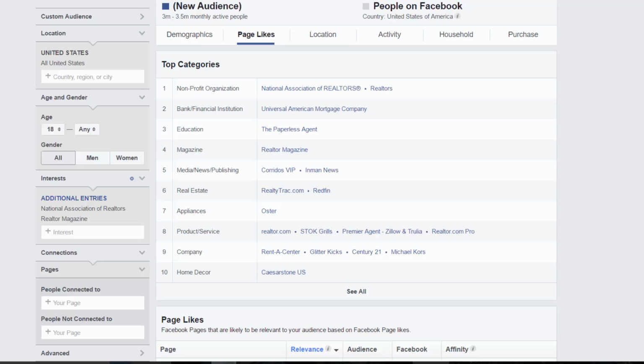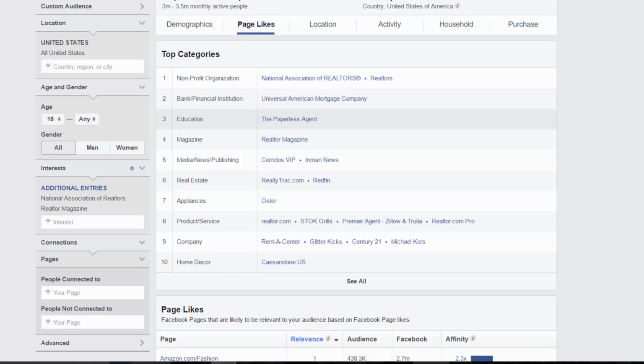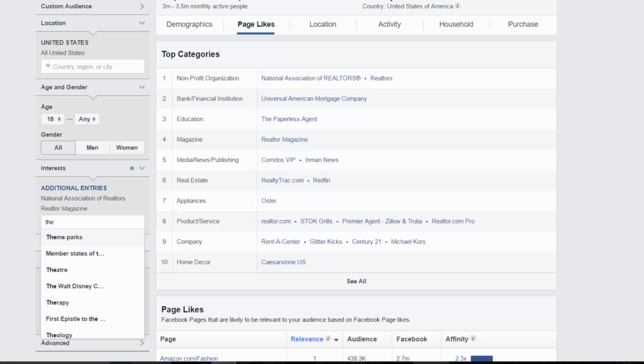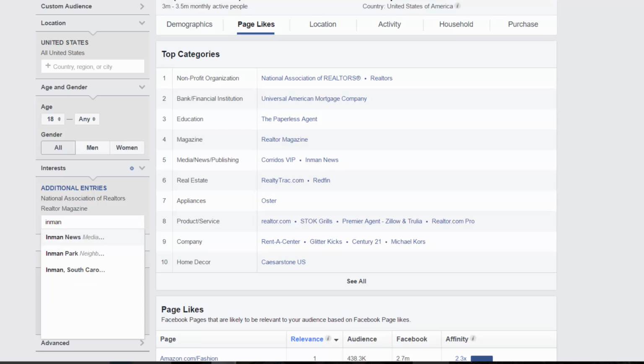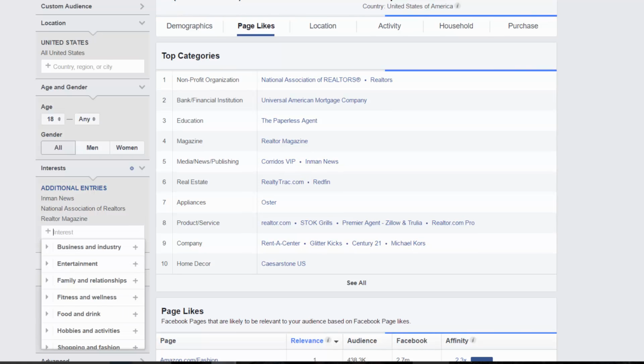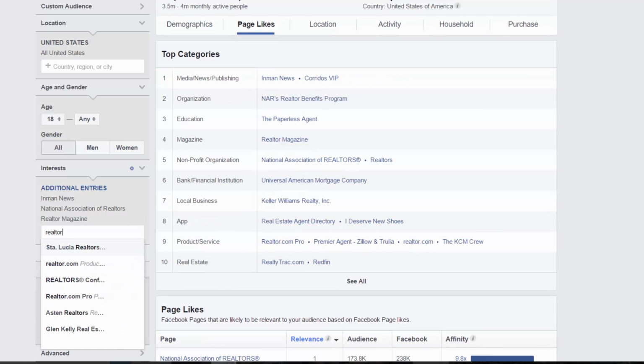This is interesting. This Paperless Agent, it's been showing up as an interest for a long time, but it never shows up in the actual interest. And I think that's because maybe they just don't get a lot of engagement. So that's really weird. All right, Realtor Magazine, we have Inman. Inman has a couple hundred thousand people in their audience. I do know that. Inman News. We may want to take a look at Realtor.com, right? We might also want to take a look at Zillow and Trulia.